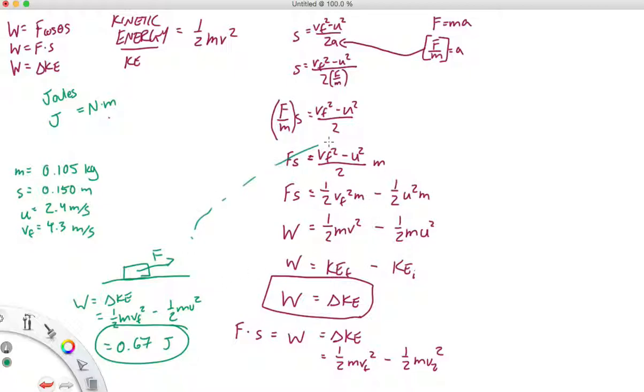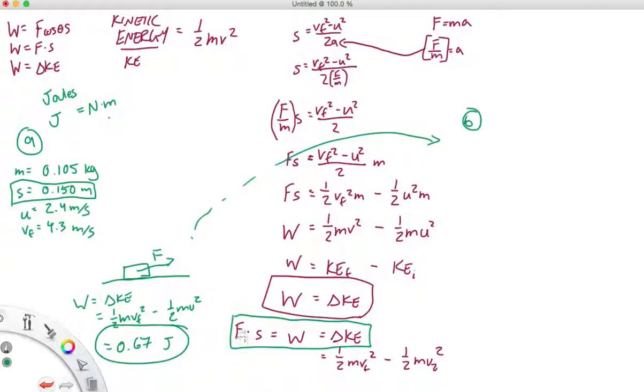Now for part B, which we'll do over here. This is part A, this is part B. Real quickly, it says how much force does the player use to push the puck? Assume no friction. So now we're worried about force. Well, we know that force times displacement equals work. So if we know the work done, and we know the displacement because it's given to us right here, we can figure out the force. So we've got work equals force times displacement. If we know displacement and we don't know force, we'll just rearrange this. So work divided by displacement will equal our force. So this is going to be 0.67 joules divided by the displacement, which is 0.15 meters. And we're going to get our force. And our force is 4.5 newtons.